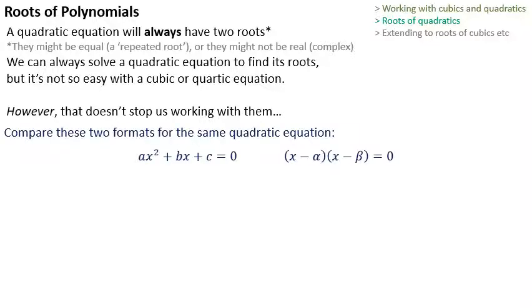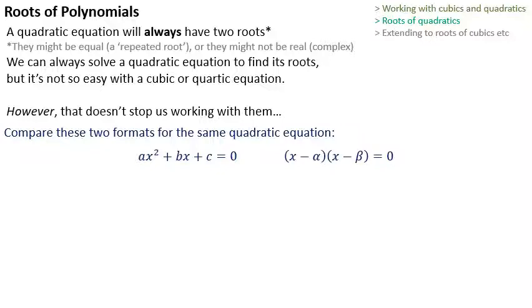Let's start by looking at these two. These are both the same quadratic equation, but I've written them in a general format so that we're not going to be bogged down by a specific case. Ax² + bx + c = 0 is what you might call the standard format for a quadratic. You'll have seen it in the quadratic formula statement.